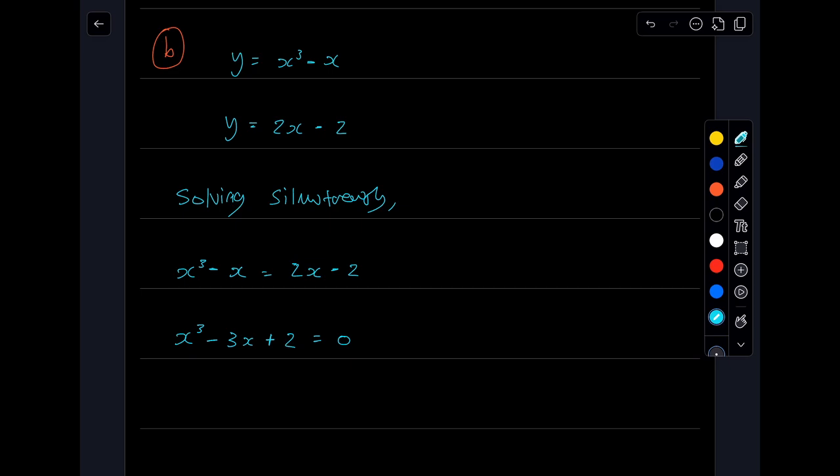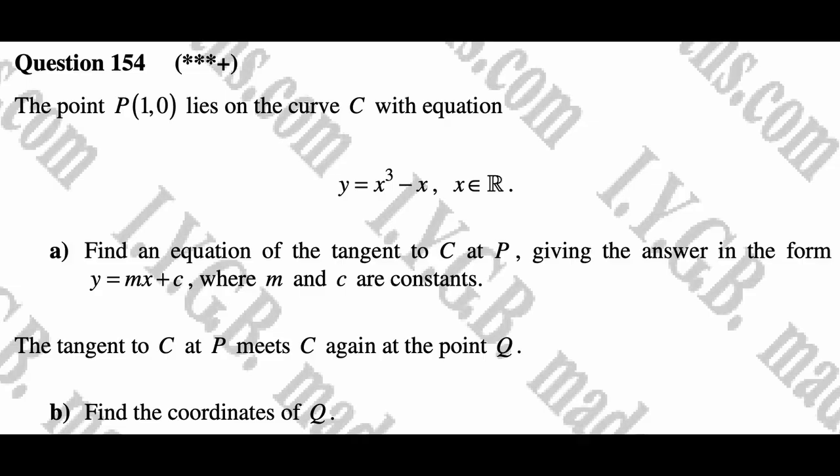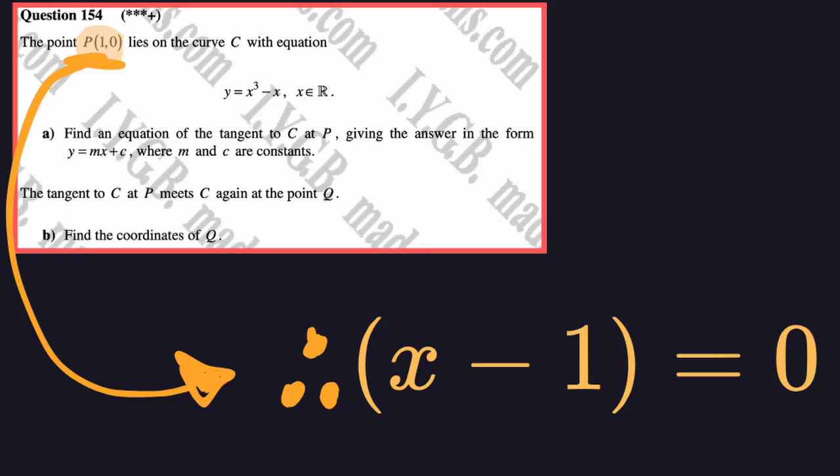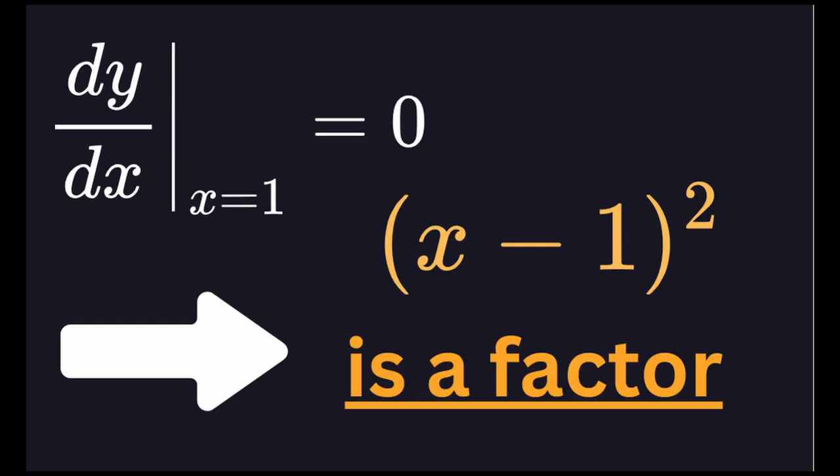But now we have another problem. We have 3 values for x. How does that work? Well, remember, we were already given a value for P as (1, 0), which means that x minus 1 is already a factor. Knowing this, plugging 1 into dy by dx gives 0, which means that x minus 1 squared is a factor, according to multiplicity rules. Which means that x minus 1 squared is a factor here.